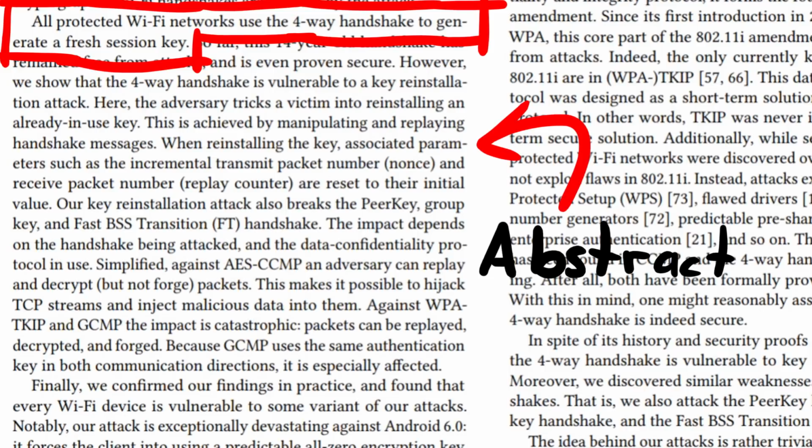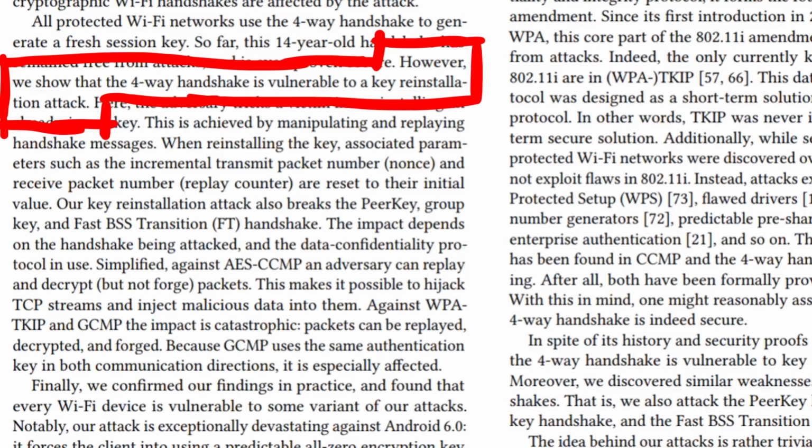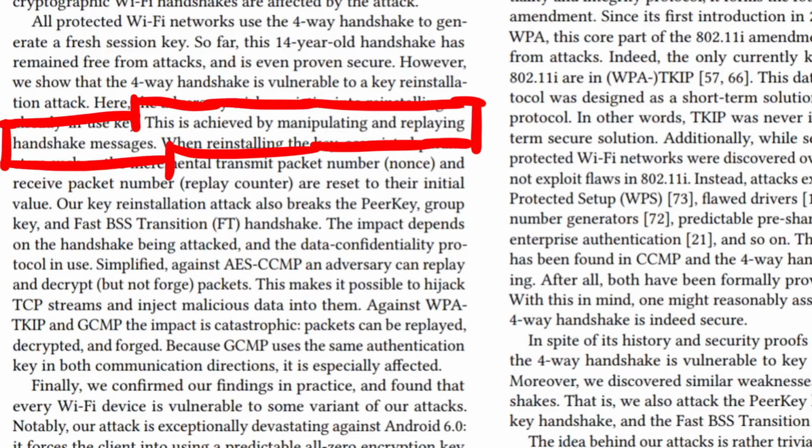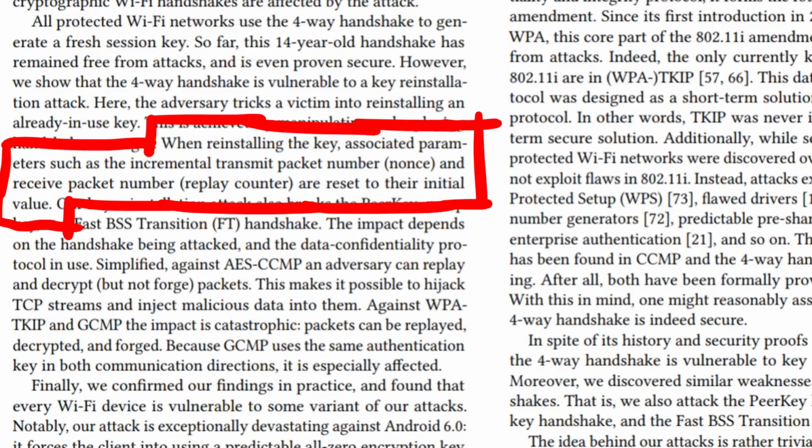All protected Wi-Fi networks use the four-way handshake to generate a fresh session key. However, we show that the four-way handshake is vulnerable to a key reinstallation attack. Here, the adversary tricks a victim into reinstalling an already in-use key. This is achieved by manipulating and replaying handshake messages. When reinstalling the key, associated parameters such as the incremental transmit packet number (nonce) and the receive packet number (replay counter) are reset to their initial value.